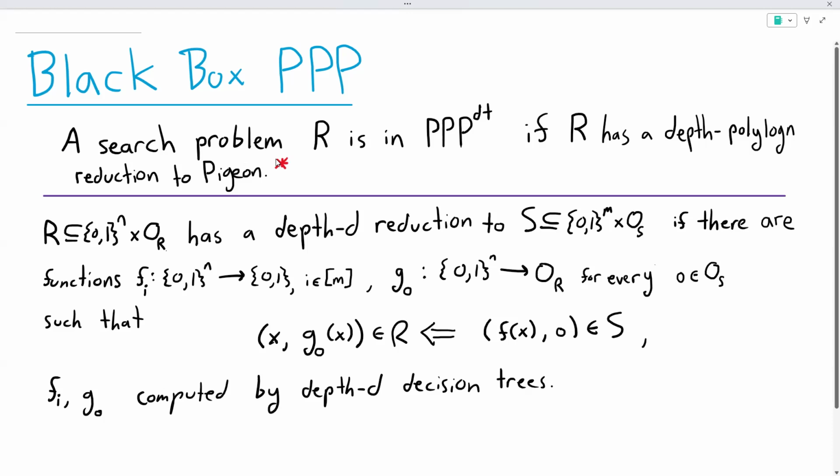Okay, so now why the asterisk above? This is because we also don't want the input size to blow up too much when you transition from R to S. So more explicitly, when we go from n to m, it should not be too much larger. And in particular, we'll care about m being at most quasi-polynomially bigger than n.